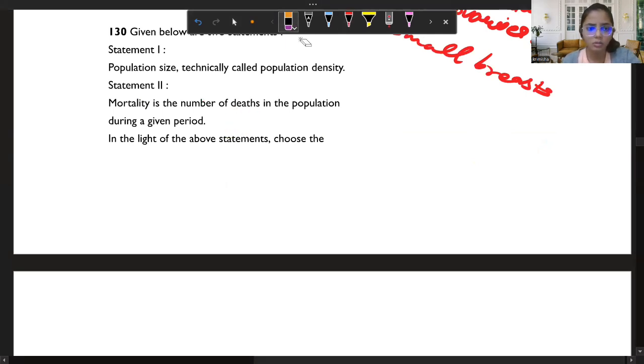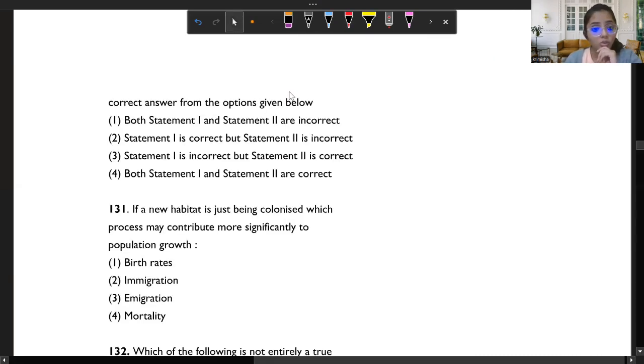Okay, this is mortality is number of deaths in a population during a given period of time. Okay, this is correct. Mortality is number of deaths in a population during given period of time, and morbidity is number of diseased people in a population at a given point of time. So it is correct. Population size is basically population density, which means how many people are present per unit area at a particular given point of time. So statement one and statement two both are correct. So answer to this question would be option number 4. Answer to 130 is option 4.